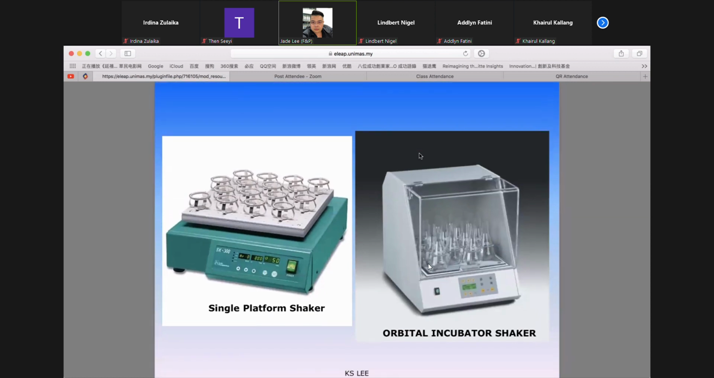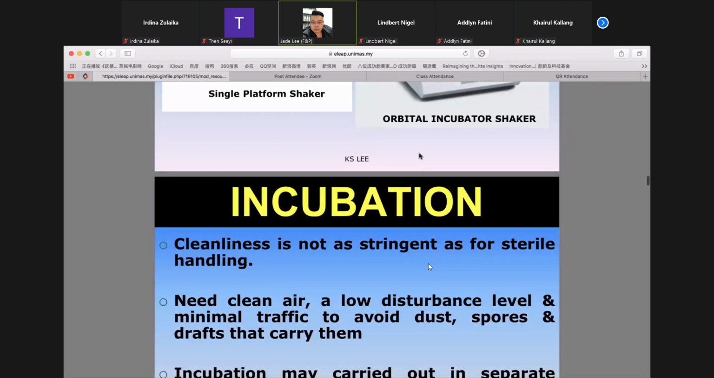This is an example of the single platform shaker and the orbital incubator shaker. For the single platform shaker, you can see that you cannot control the temperature, but you can control the movements of the shaker. But for the orbital incubator shaker, you can not only control the shaker, you can also control the temperature. And of course, the orbital incubator shaker will be more expensive compared to the single platform shaker.